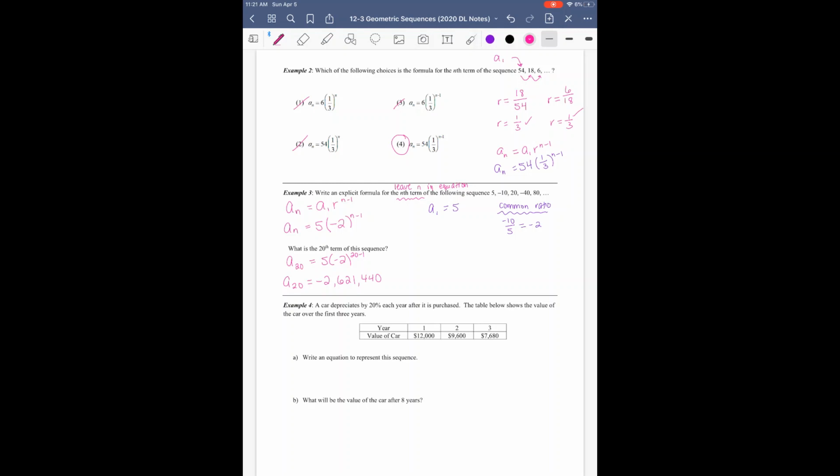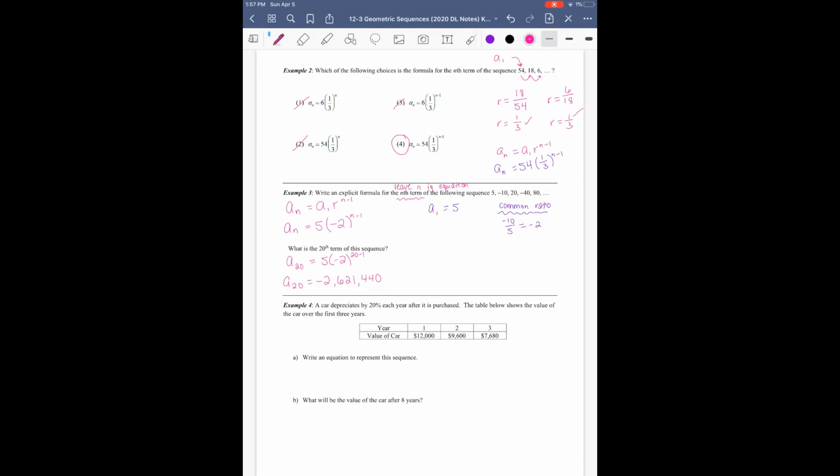Our last example is going to seem kind of familiar to you. It goes hand in hand with our previous unit on exponential functions, and it ties in with our geometric sequence, where we're talking about an exponential pattern because we're continuously multiplying by the same number. So let's see how that ties in with what we're doing now. Example 4. A car depreciates by 20% each year after it is purchased. The table below shows the value of the car over the first 3 years.